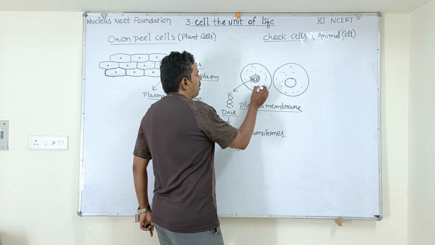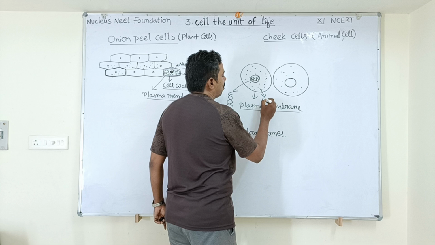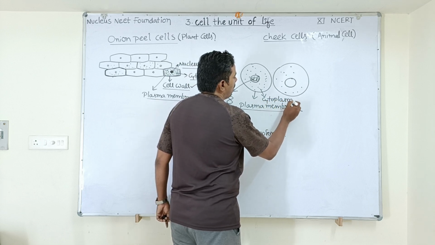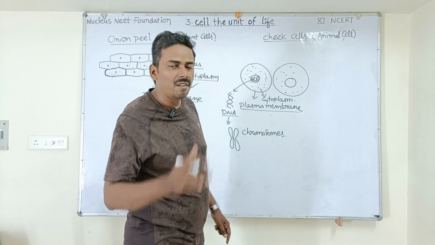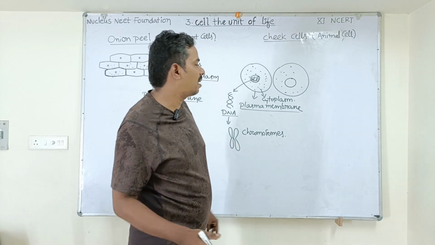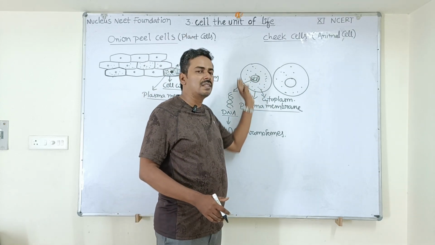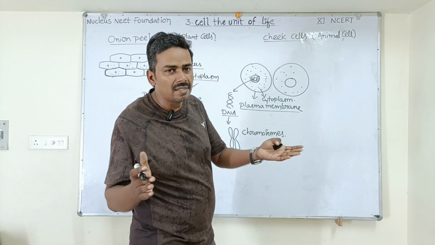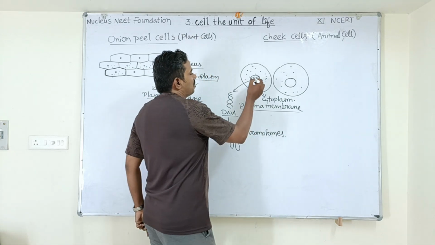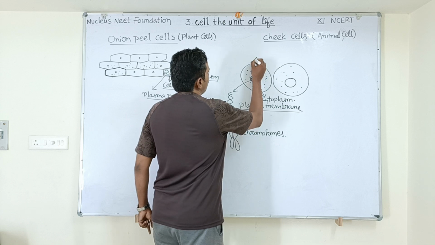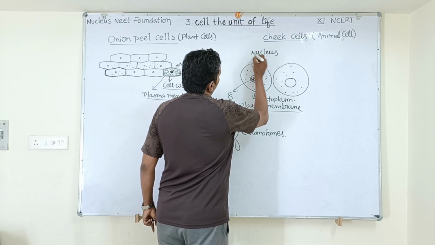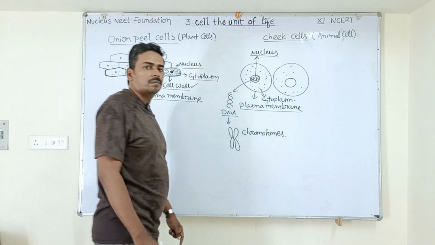So there is the outer delimiting membrane called plasma membrane. Below the plasma membrane, you can find lots of liquid which is called cytoplasm. It is the main arena of cellular activities. Several cellular activities will be happening inside the cytoplasm of animal cells as well as plant cells. And obviously there will be a nucleus. This is the nucleus, the brain of the cell that controls all the functions of the cell.